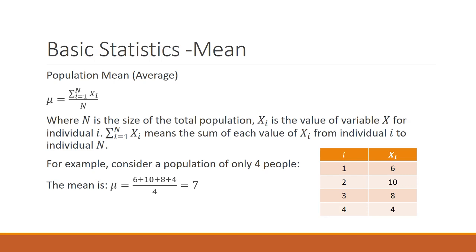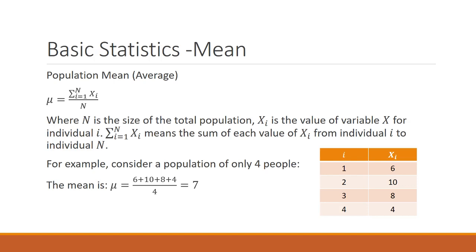Let's review this. Basic statistics. What's the mean, or the average? The mean or the average is the sum of all the values of a variable divided by the number of observations, the number of values in that variable. So the population mean is the average of the total population.